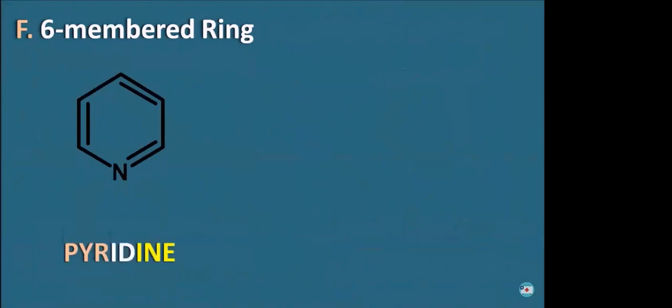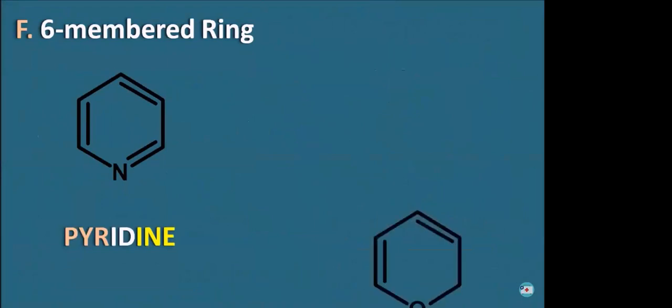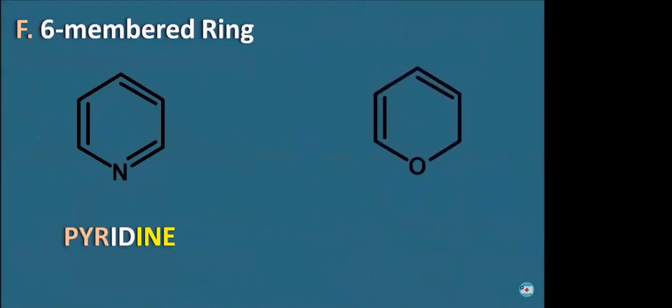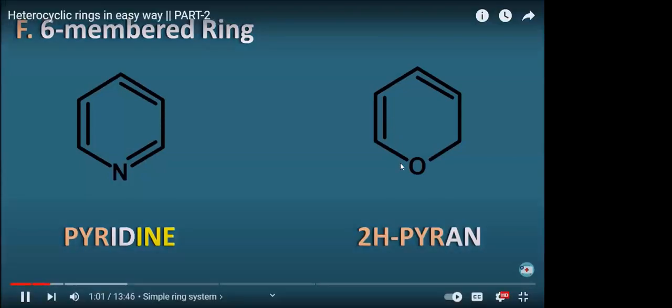Now let us go with the 6-member ring systems. The simple ring system is the 6-member ring system with one heteroatom as a nitrogen. So already we have seen this is the pyridine. Pyridine is the nitrogen containing 6-member ring system. And if oxygen is present, then it is called pyran. But in this pyran, the second position is saturated because oxygen has a valency of only 2. So the second position should be saturated.